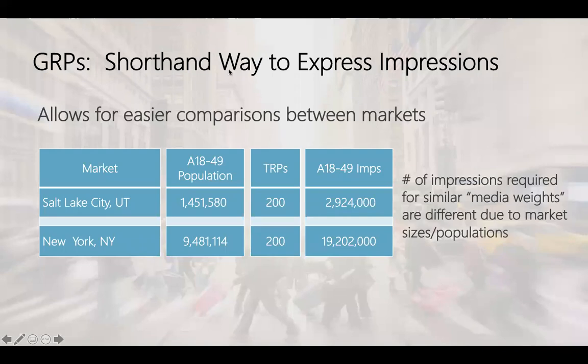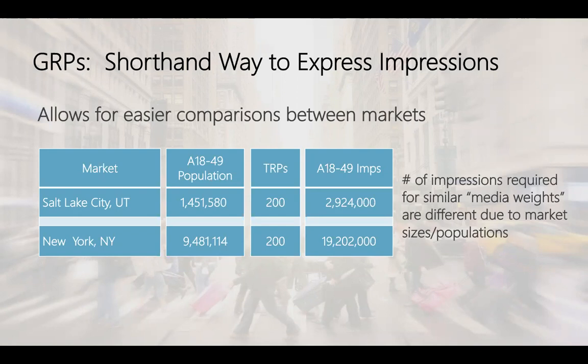And it's really interesting because setting a TRP level, or using a standard TRP level, will allow you to compare different markets, different campaigns, all against the same factor. So here, looking at the Salt Lake City market and also New York, I'm assuming these are the DMAs, the Salt Lake City 18 to 49 population is about 1.4 million. New York's population for that same target demographic is about 8 million more people. But we're looking at the same TRP level in the middle, and because of the amount of population difference, the impression levels are vastly different as well.